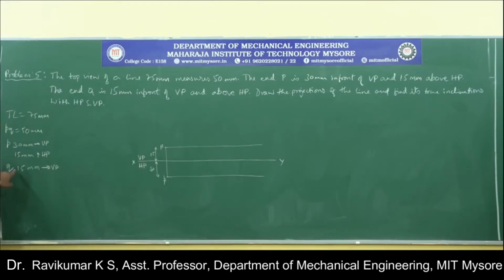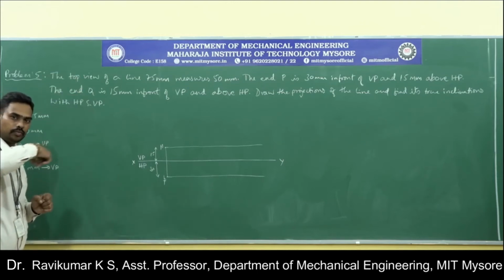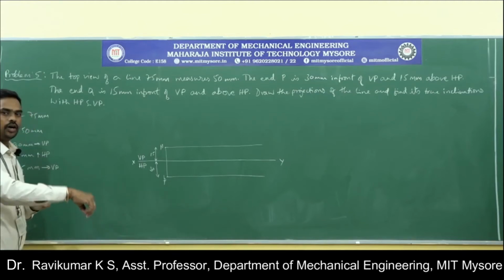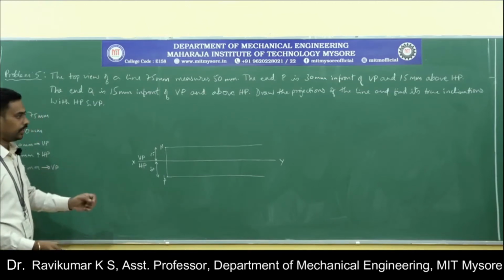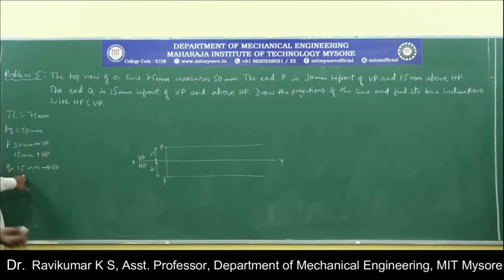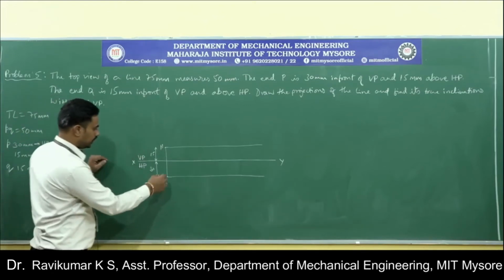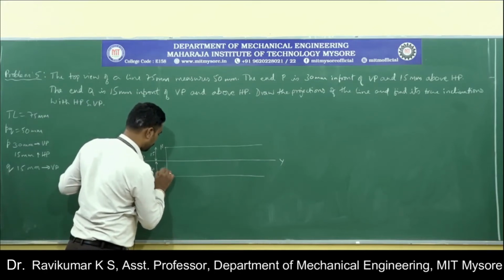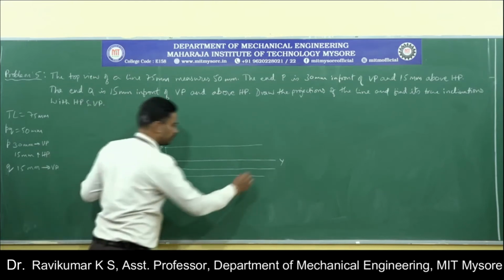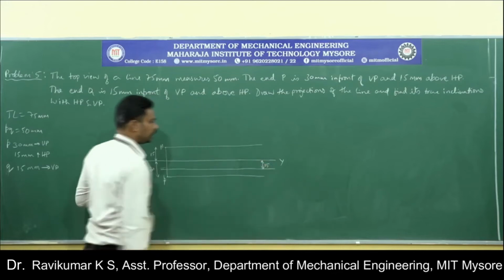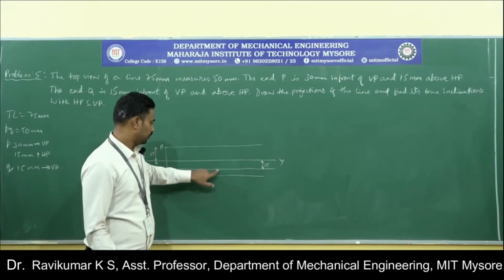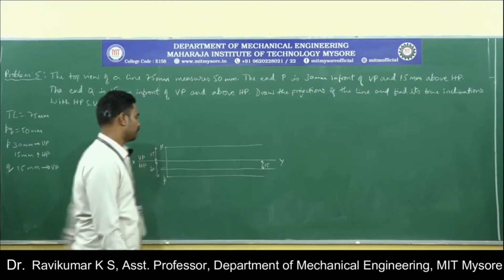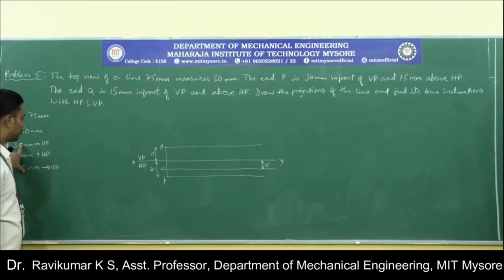Then we know that point Q is 15 mm in front of VP. In front of VP 15 mm means, from the top view, you measure 15 mm in front of VP, and you need to locate it on HP. If you rotate the horizontal plane, then it will come below the XY line. So 15 mm in front of VP means 15 mm below the XY line. Since this is 30, it should be half. With the half distance, you draw one more line, 15 mm from the XY line, and this line is the locus of point Q. Point Q can be located anywhere on this line.